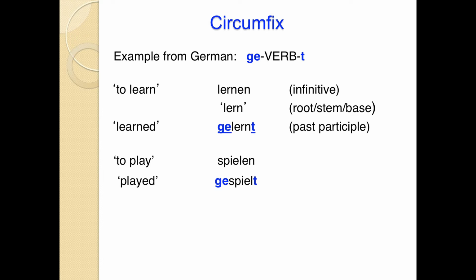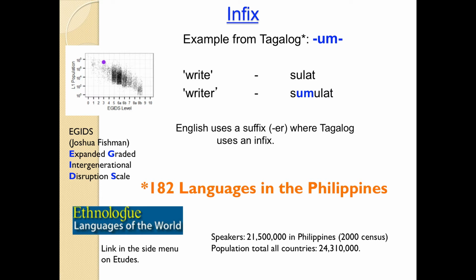Okay, now my all-time favorite, infixes. Tagalog, one of the many languages of the Philippines, actually the Philippines have 182 languages. Tagalog has infixes. This stuff is brilliant. So look at the example. To write in Tagalog is sulat. Writer is sumulat. So English uses the suffix where Tagalog uses an infix. In English you can use the suffix to always say person who does that: write, writer; drive, driver; read, reader; and so on; learn, learner. And in Tagalog you use an infix.